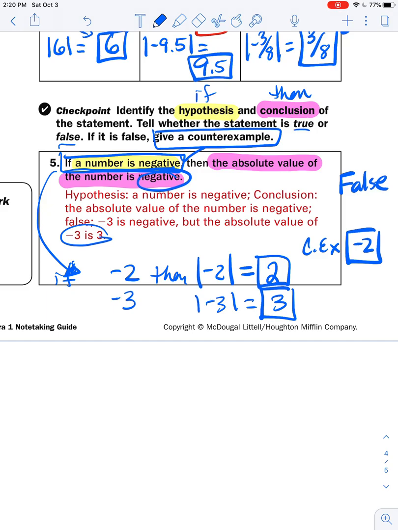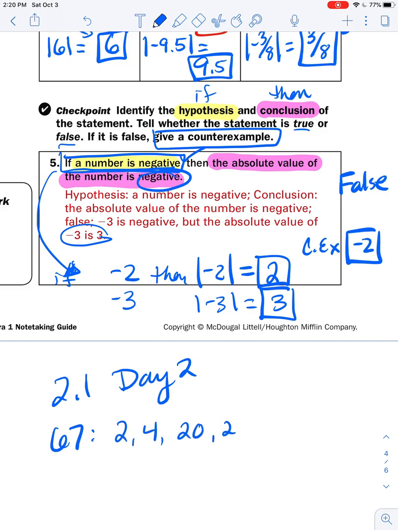Okay, so this is our 2.1, day 2. And you're going to be on page 67, which should sound familiar because that was yesterday. That's why this is called day 2. 2, 4. Then jump to 20, 24 through 28, but for those, you're only going to do the evens. 36, 38, 39, 40 through 50 even.